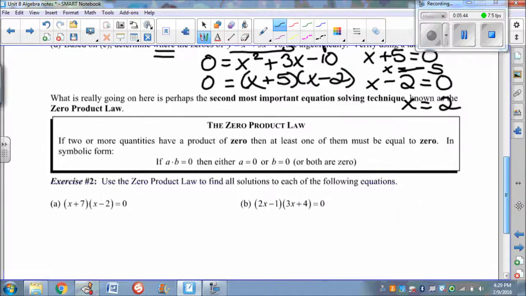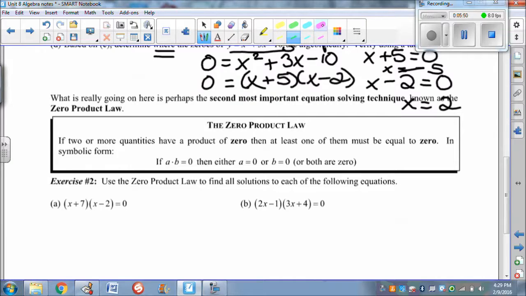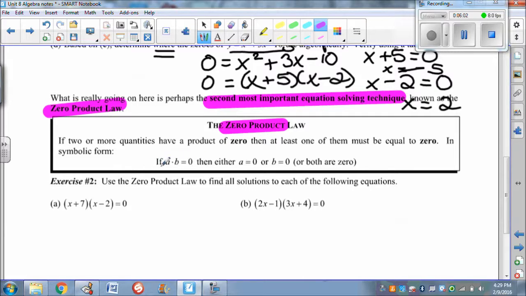So what is this all building up to? This is building up to our zero product law, which is pretty important in algebra. Okay, it says it's the second most important equation solving technique, the zero product law. And truly, you've known about the zero product since you learned multiplication. So what does it mean?